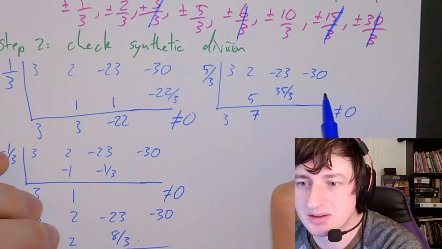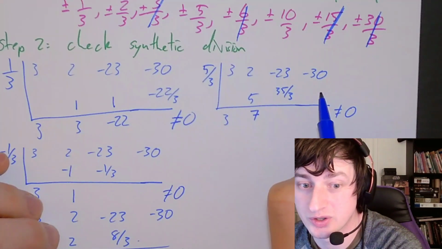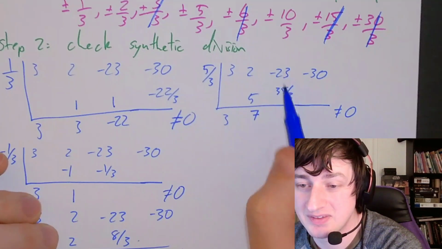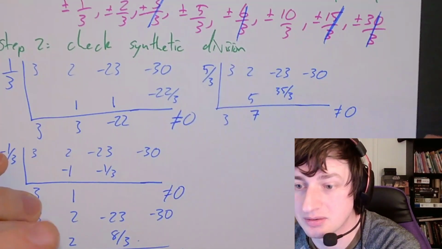Right, we need to get 30 right here for this to work. And so when we add these together and multiply by 5/3, we're not going to get 30. We're going to get something divided by 9.